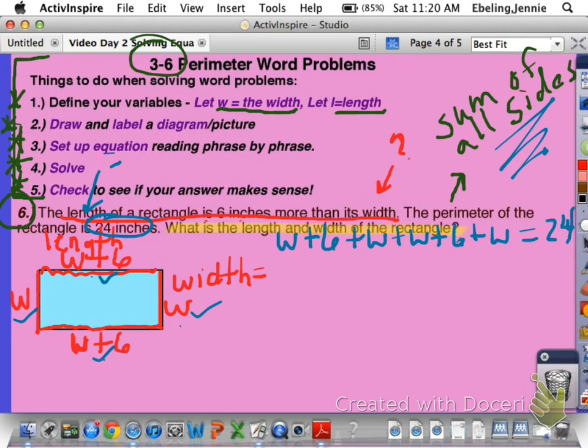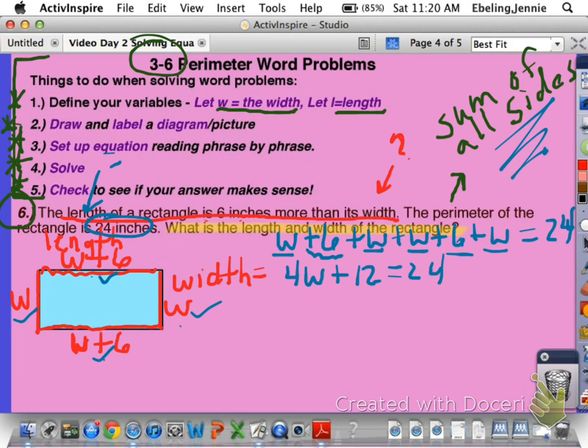Okay, write a 24. Now what I have is an equation where I've got a lot of unlike terms that I want to combine. I have this W, that W, that W, and that W. So 1, 2, 3, 4 W's. I have this plus 6 and another plus 6, so I have a plus 12. So I'm just combining terms on the same side of the equal sign, equals 24.